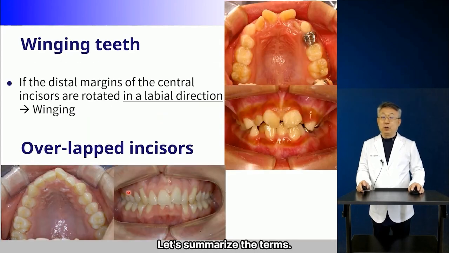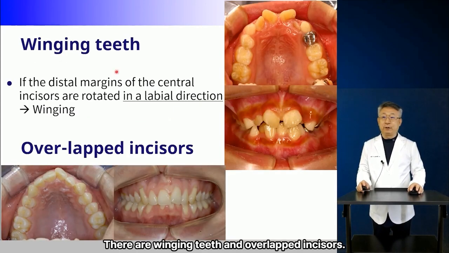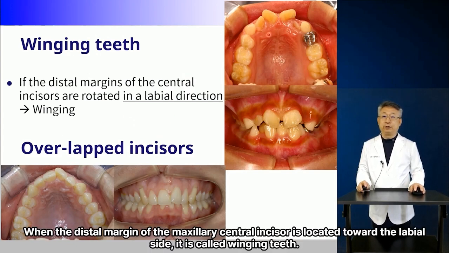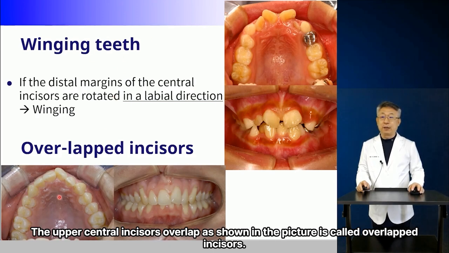Let's summarize the terms. There are winging teeth and overlapped incisors. When the distal margin of the maxillary central incisor is located toward the labial side, it is called winging teeth. The upper central incisors overlap as shown in the picture is called overlapped incisors.